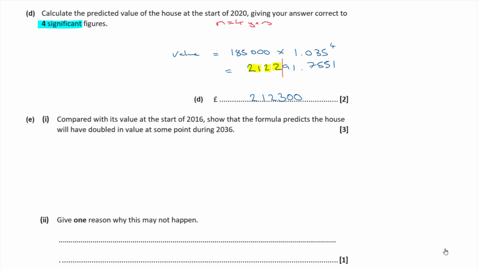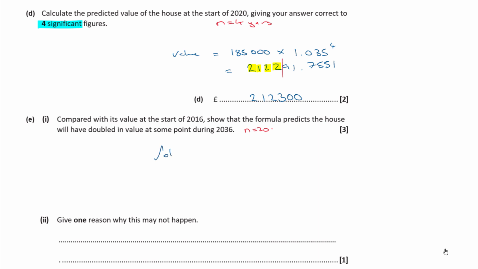Right, compare with the value at the start of 2016 to show that the formula predicts the house will have doubled in value at some point during 2036. So in 2036, n is equal to what? That's 20 years, isn't it? So in 20 years time, what is the value?